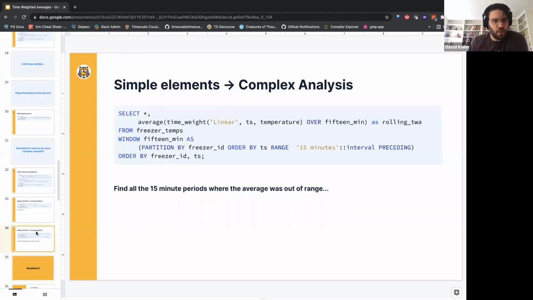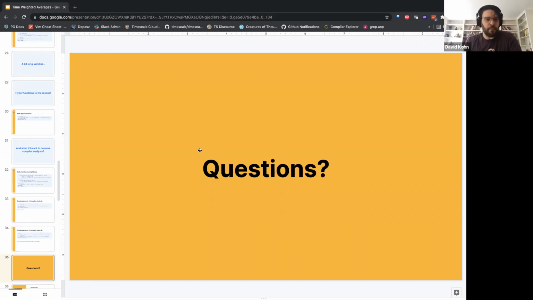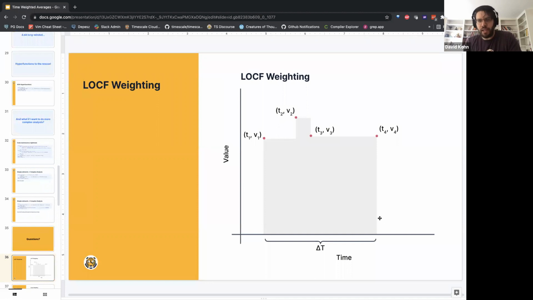So as we saw here, this is the interpolation method that she's talking about. In this time weight function, we're using a linear interpolation method. There is another interpolation method. It's called LOCF, which stands for last observation carried forward. So just to give you an idea of what that looks like, I actually have a couple slides on this. Basically there, we're just taking the previous value and assuming that it continues until the next value.